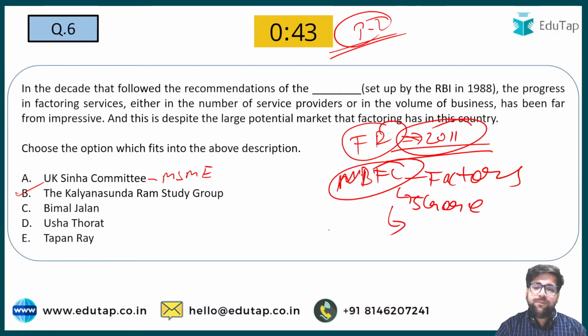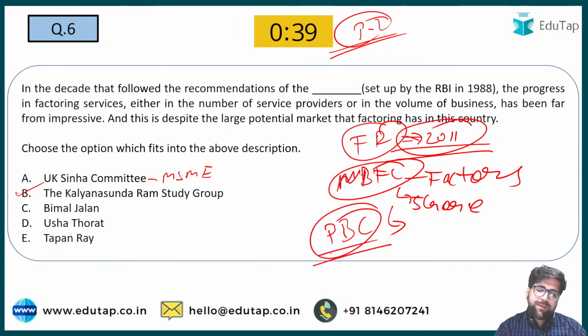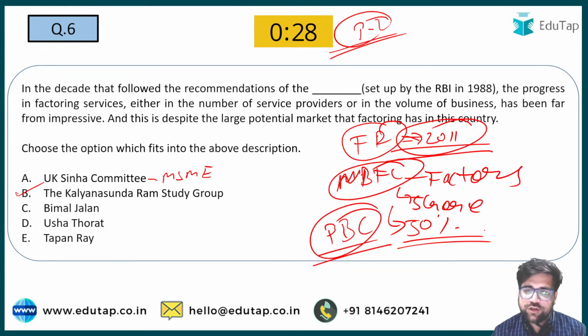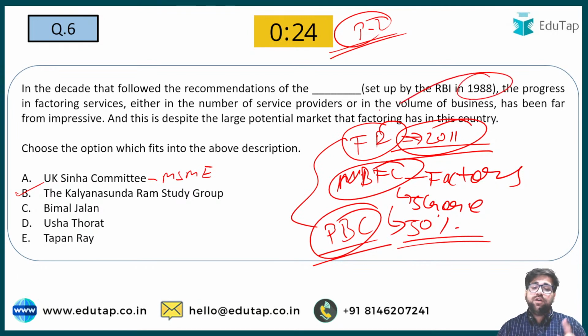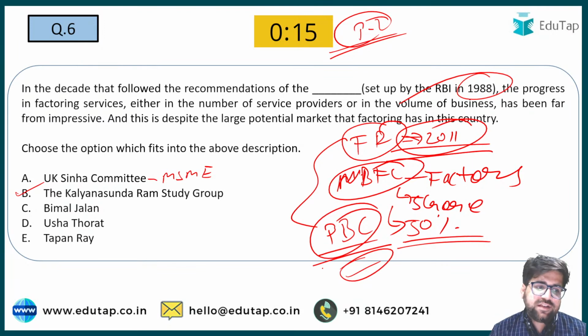Moreover, according to the principal business criteria of RBI, if an NBFC factor is there, then a minimum of 50% of that company's assets has to be invested in factoring assets. So this is really very important. And in the year 1988, RBI formed the Kalyan Sundaram study group, and he was the person who first made the formal steps towards factoring. So I hope you know about it. This is really very crucial for you.